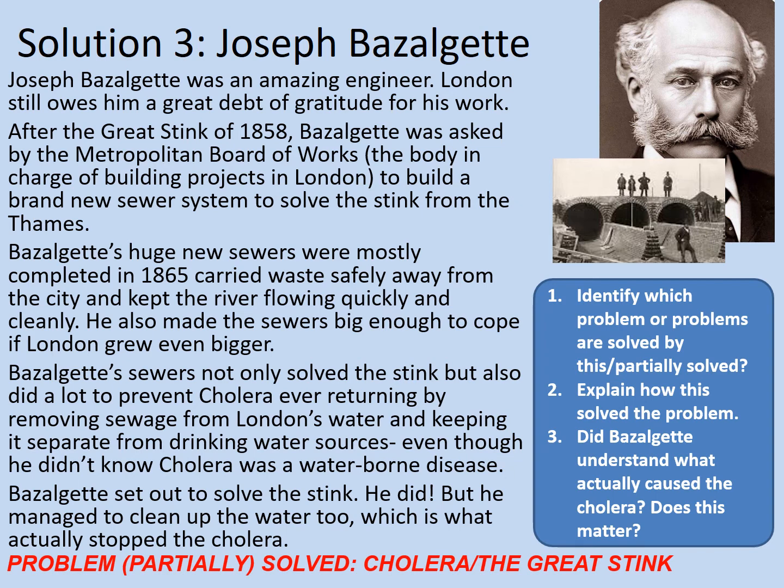So Bazalgette partially solved the cholera and the Great Stink. In fact, arguably, he completely solved the Great Stink, but only partially solved the cholera. Part of this might be down to the fact that Bazalgette was another person who believed in the theory of miasma, but luckily the solution in getting rid of the bad air also had the effect of cleaning up the water too, so maybe it doesn't really matter.